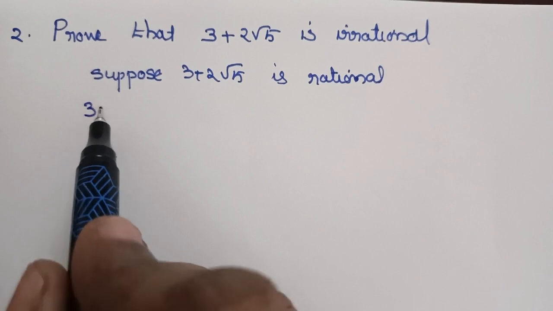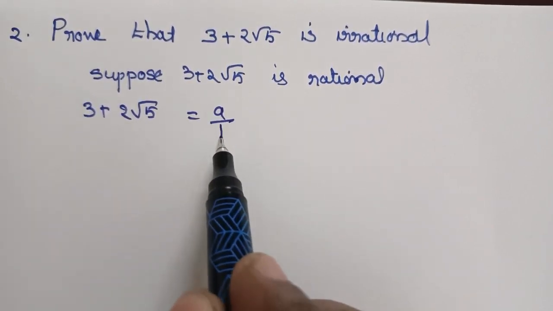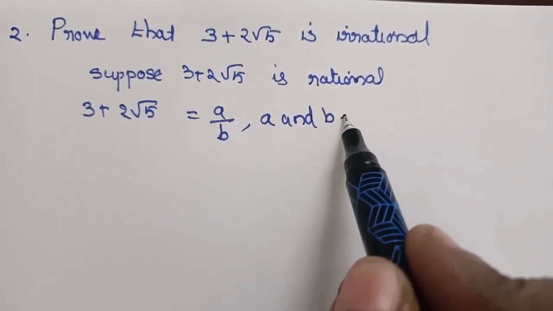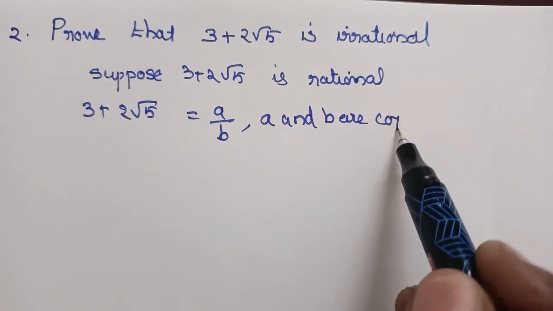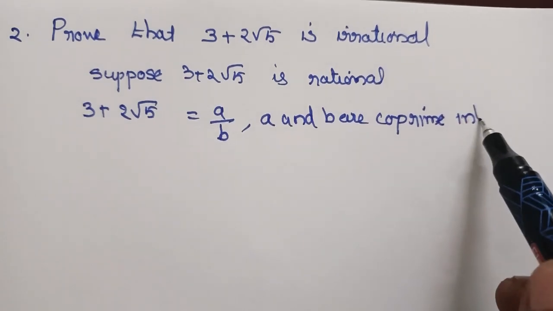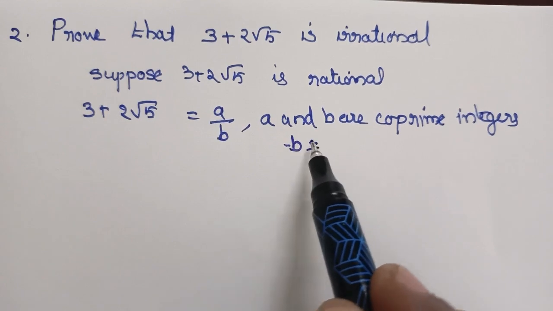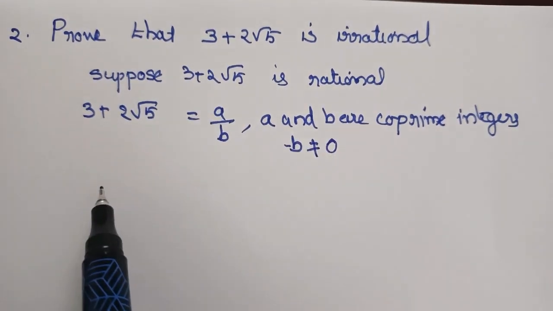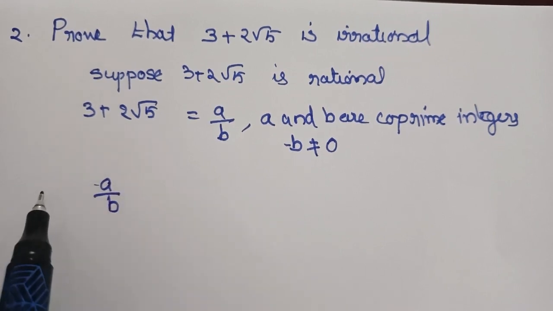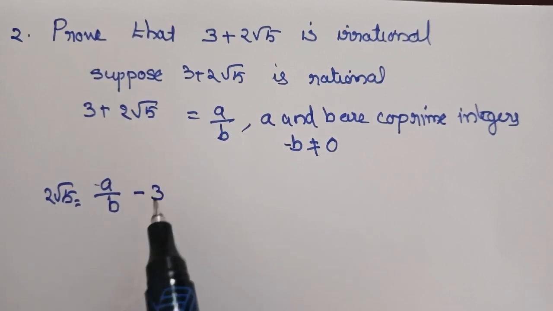Then we know that 3 plus 2 root 5 is of the form a by b. A rational number is of the form a by b, where a and b are co-prime integers, that is, there is no common factor other than 1, with b not equal to 0. Now taking 3 to the RHS, we get 2 root 5 equal to a by b minus 3.